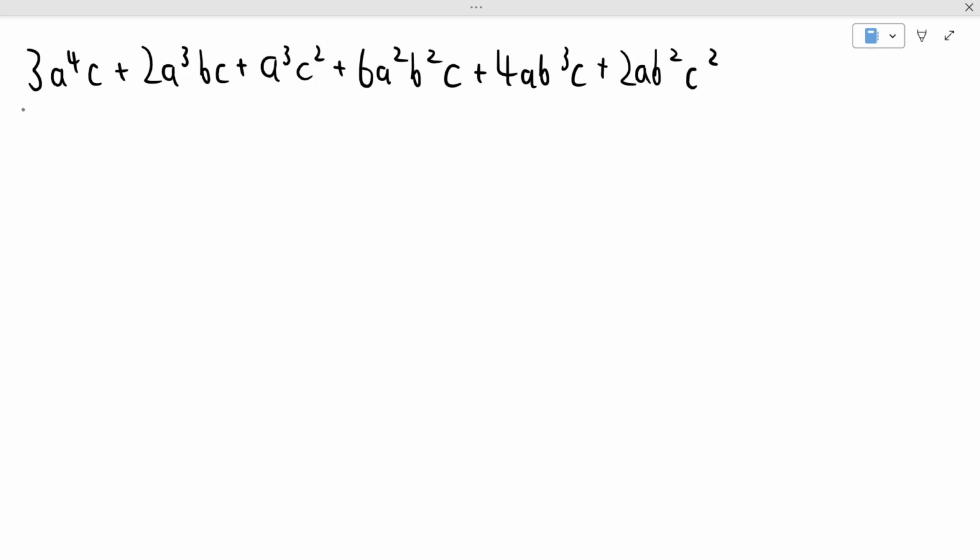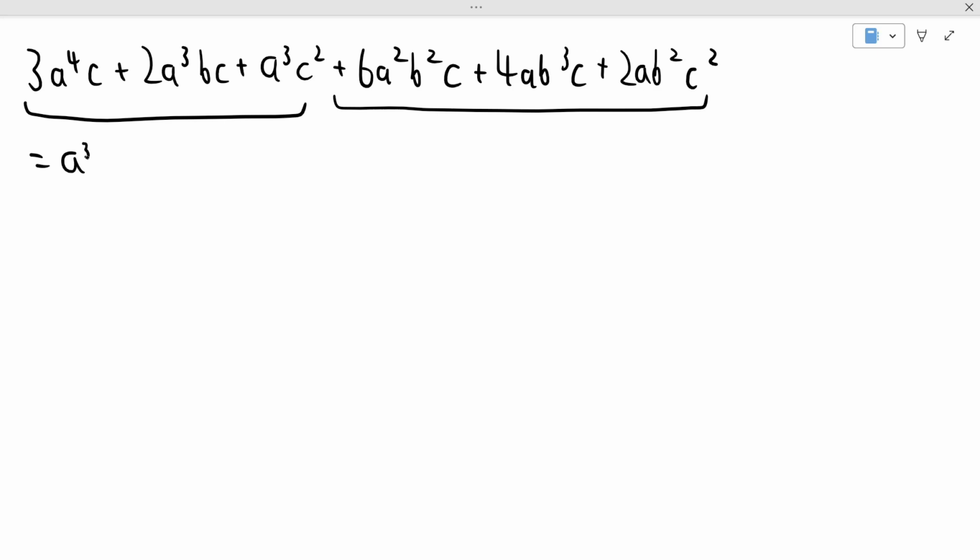Let's look at a slightly different example. We'll group the first three terms together and the last three terms together. We can do this because the coefficients of the first three terms have a ratio of 3 to 2 to 1, which is the same as the ratio of the coefficients in the second group if we look at the coefficients 6, 4, and 2. We could instead split this expression into three groups of 2 in a different way, and the factoring by grouping would still work. So if we continue with our factoring, we can factor out an a cubed c from all three terms in the first group.